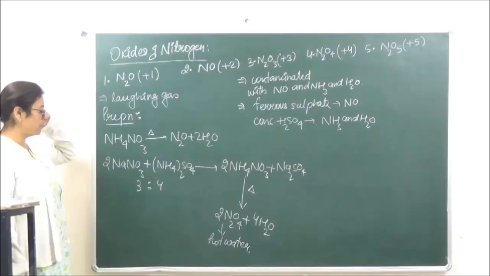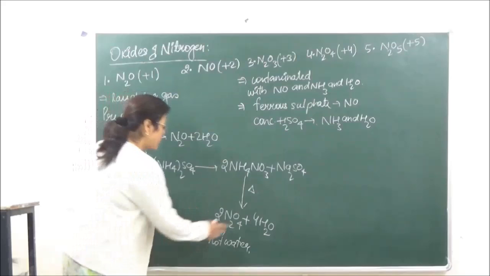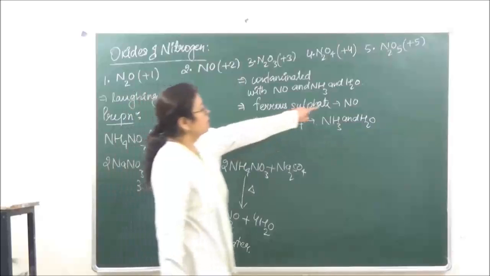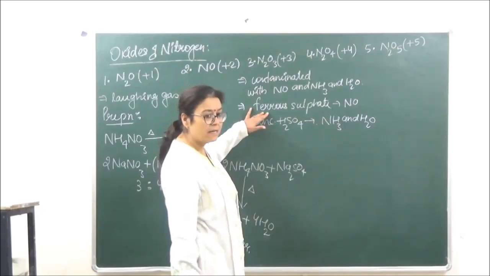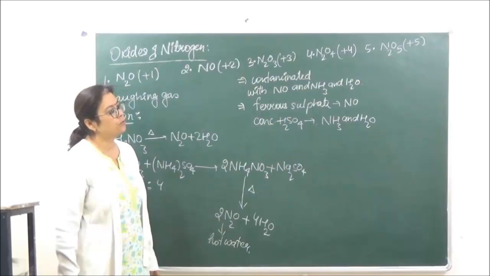So this is how we can prepare it: sodium nitrite and ammonium sulfate we are taking in the ratio 3:4 to get ammonium nitrite, which is heated to give us nitrous oxide. ये जो यहाँ पे nitrous oxide बन रहा है, 2N2O, इसपे we are saying that it is contaminated with NO and ammonia and H2O which can be removed by treating it with ferrous sulfate. Ferrous sulfate क्या करता है? वो NO को remove कर देता है और concentrated H2SO4 क्या करता है? वो ammonia and water को remove कर देता है. ठीक है? So this is our first preparation of oxides.